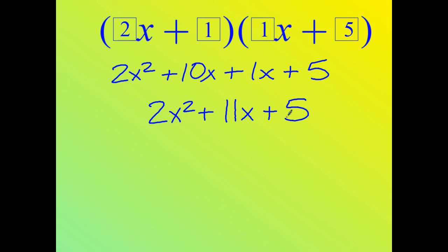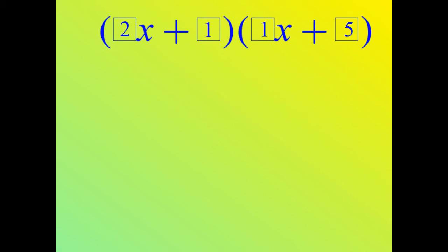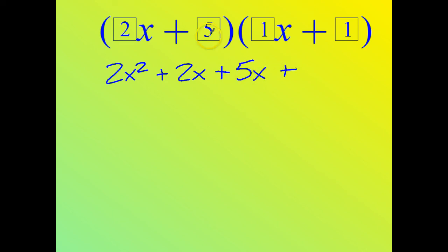Now we're going to continue. I'm going to rearrange this here. Let's see what happens if I take this 5 and put it here instead, in the same side. All I did was switch the 1. You're going to end up with the same factors. It's just the order of them is going to change a little bit. So let's multiply this out again. We got 2x squared, and 2x times 1, so I've got plus 2x, and then 5 times 1 is 5x, plus 5 times 1 is 5.